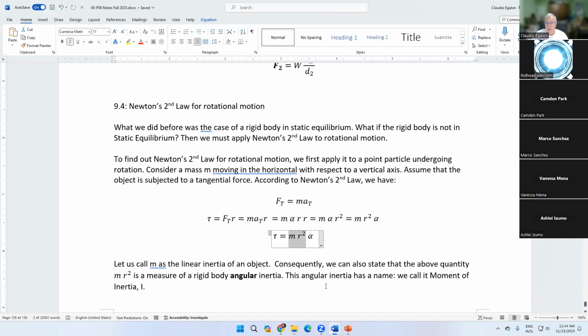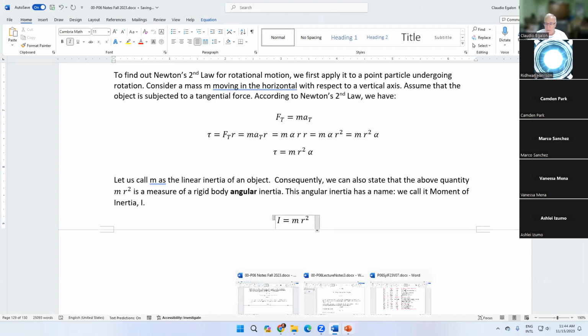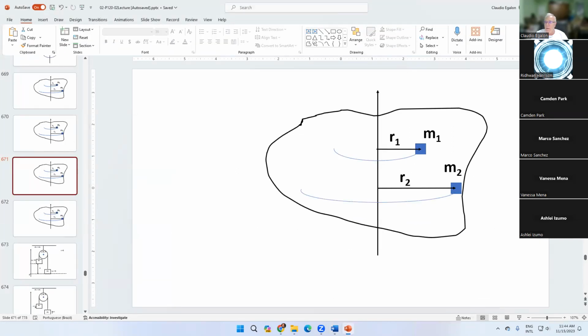This angular inertia has a name. We call it moment of inertia, I. Okay, so we are going to write down my moment of inertia. I becomes m r squared. Okay, so here you go, going back to this. So this infinitesimal mass must have a different moment of inertia than this other infinitesimal mass. Even if the masses are the same, the moment of inertia of them is going to be different because their radial distance from the axis of rotation is different from the other one.